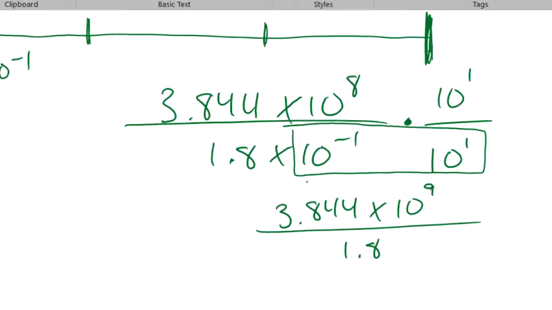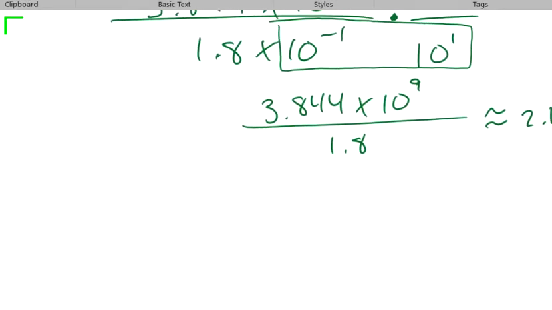And if I do that division, 3.844 divided by 1.8 is about 2.1. So this is about 2.1 times 10 to the 9th power. So I would probably just round it and say 2 times 10 to the 9th power.